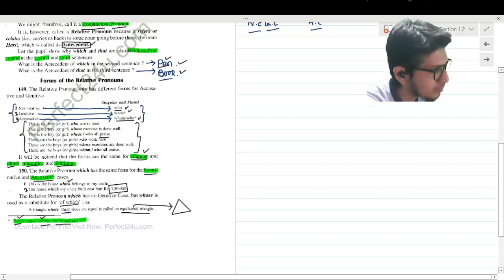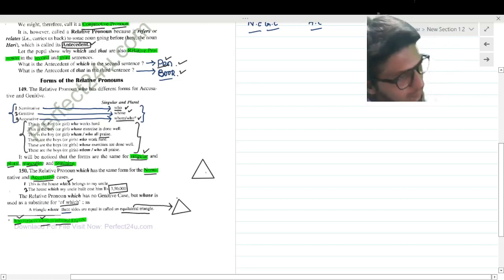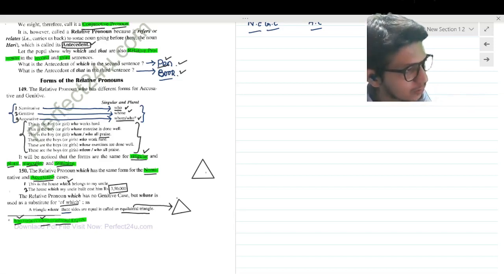The relative pronoun which has no genitive case but whose is used as a substitute for of which, as in: a triangle whose three sides are equal is called an equilateral triangle. So this is the equilateral triangle. An equilateral triangle means it has three equal sides.